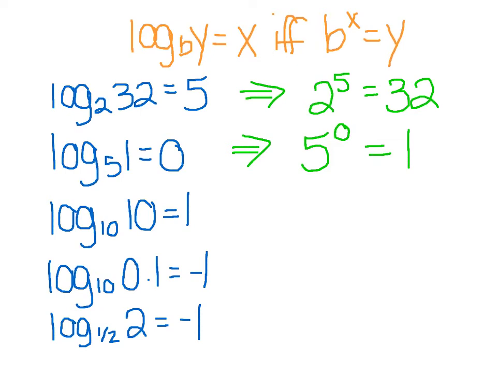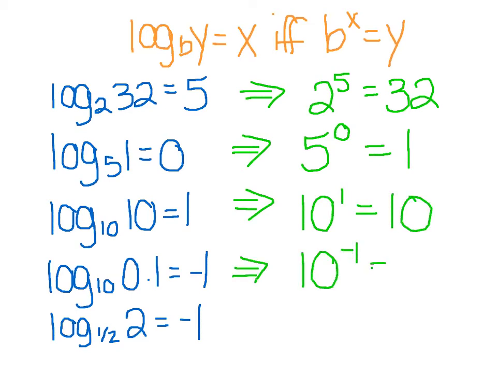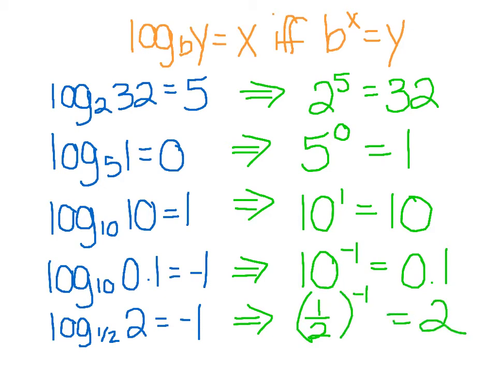I want you to pause this video and try the last three on your own. Okay, the last three. 10 to the 1st equals 10. 10 to the negative 1st equals 0.1. And 1/2, you should always put that in parentheses, to the negative 1st equals 2. So this shows us how to rewrite logarithmic equations into exponential form.